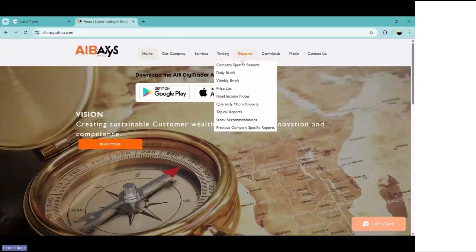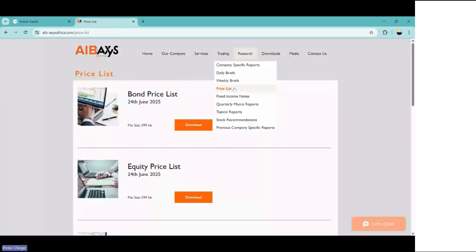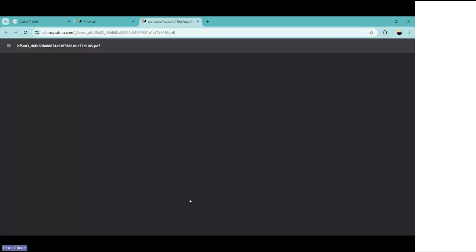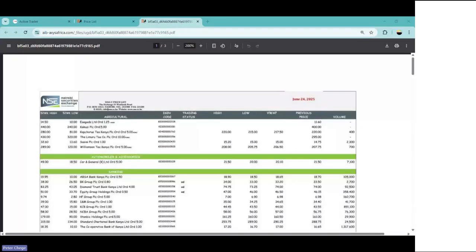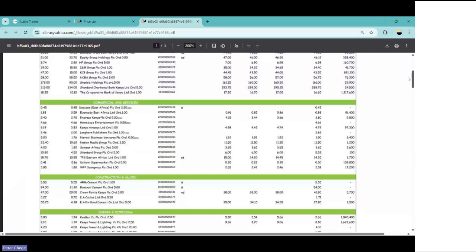So I've gone to research, price list. Under research, you have other reports. Then we'll use equities price list because that's the one we are tracking. If you scroll down, ignore the prices. You don't need to do any calculations here. NSE have done it for you. It is here. This is a small table you can see here.